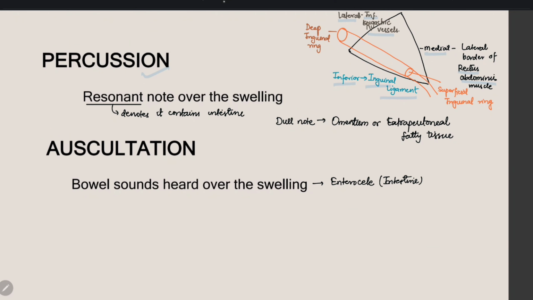On percussion of the swelling, if a resonant note is heard, then it denotes intestine. If a dull note comes, then it will indicate it contains omentum or extraperitoneal fatty tissue. If on auscultation bowel sounds are heard over the swelling, it will indicate an enterocele.